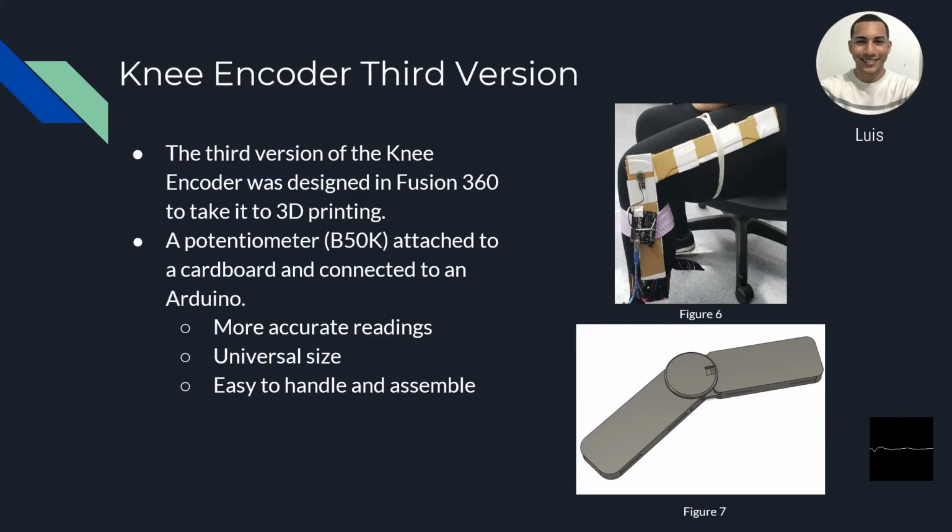Besides the electroencephalogram signal, we want to obtain the angle of the knee during the leg movement, and that's why we will use a knee encoder. Our knee encoder version 2 consists of a potentiometer attached to a cardboard and connected to Arduino, so we decided to update it and create it in 3D printing in such a way that increases the precision and facilitates the way to place it on the leg.